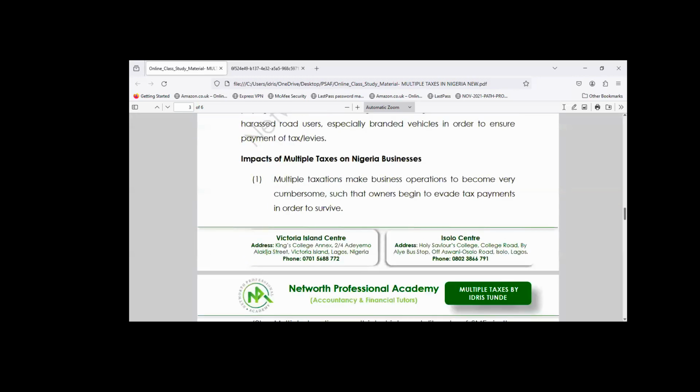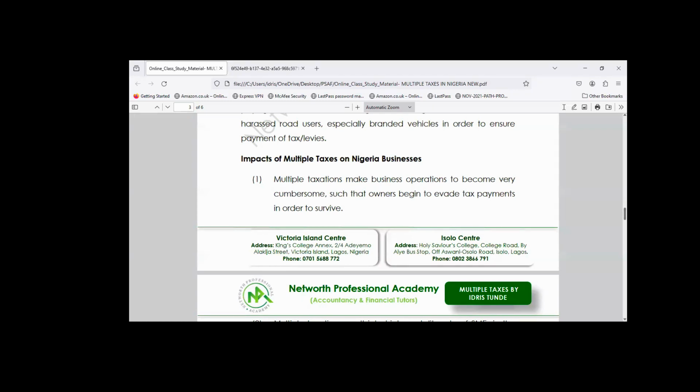Now, let's look at the impact of multiple taxes on Nigerian business. What impact does multiple taxes cause to Nigerian business? Multiple taxes can make business operation very cumbersome, such that the owner may begin to evade tax payments in order to survive. Practically, most of what we are facing this time around, one of the causes of inflation, the increase in prices of goods and services like we are experiencing presently, is because of multiple taxes.